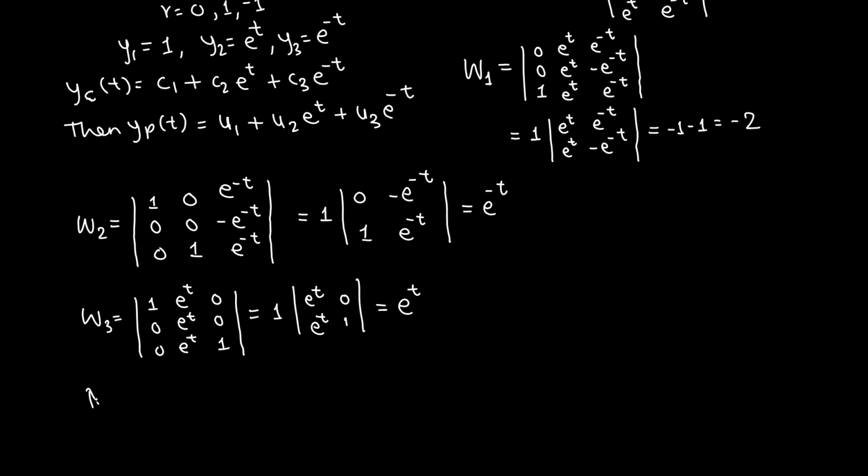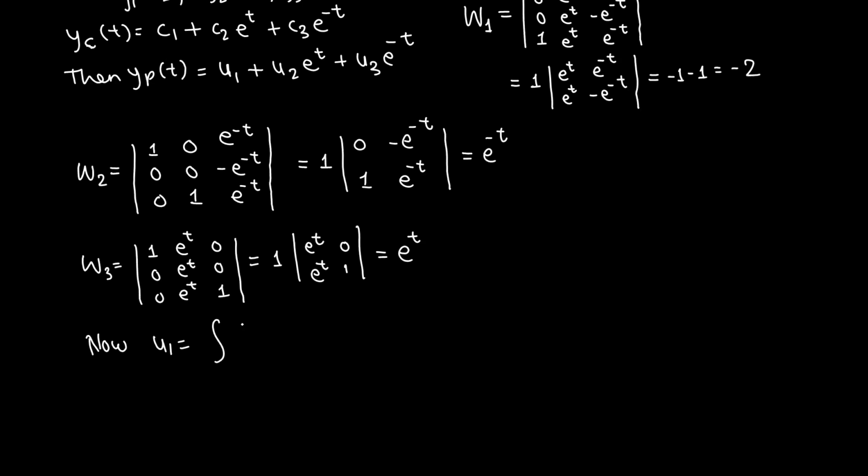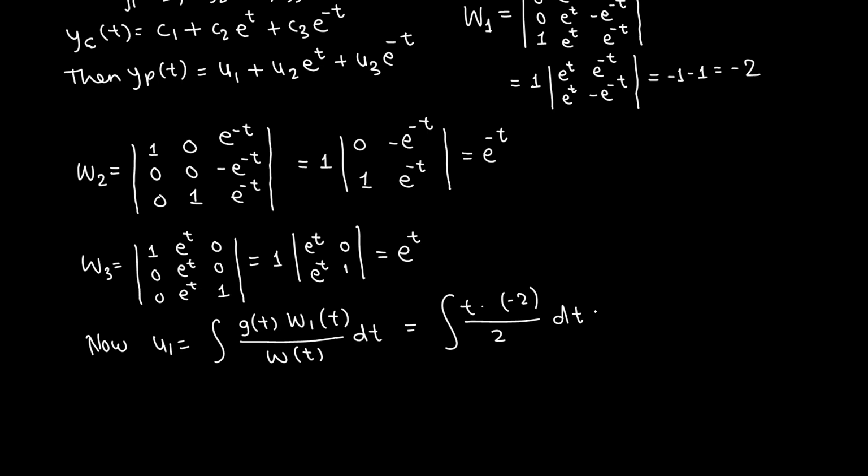Now u1 equals the integral of g(t) w1 over w, and g(t) is the non-homogeneous term, that's the right hand side, which is t, times w1 that was found above, negative 2, over w, which was 2, dt. 2 and 2 cancel, negative 1 outside, and the antiderivative of t is just t squared over 2.